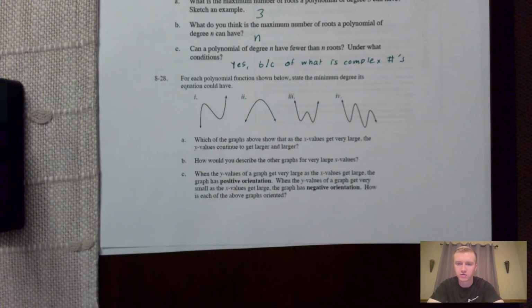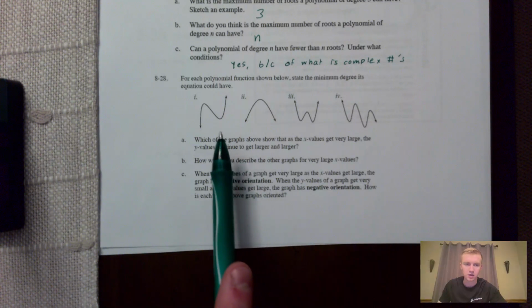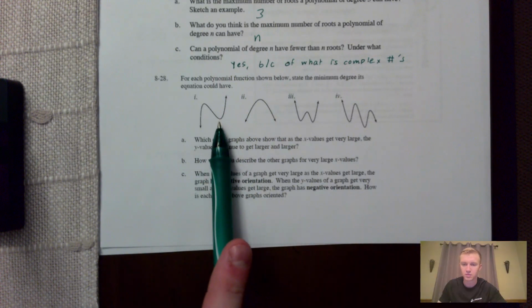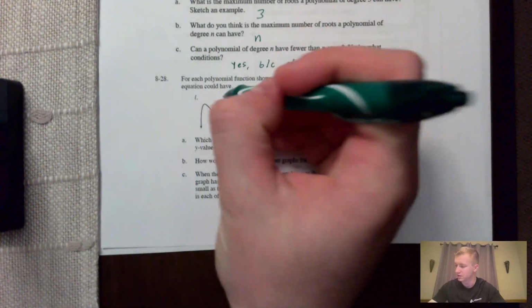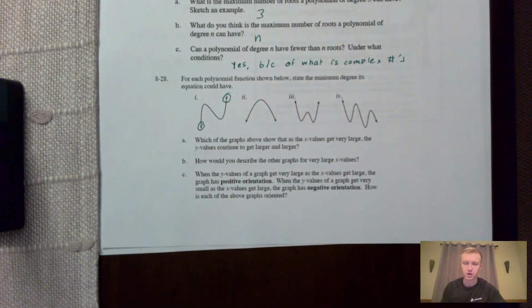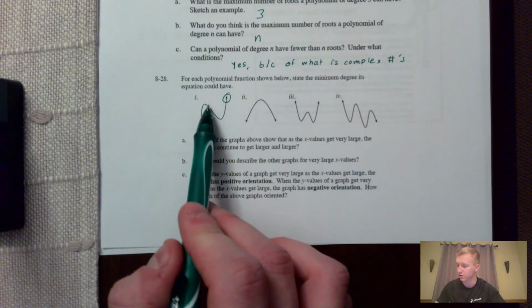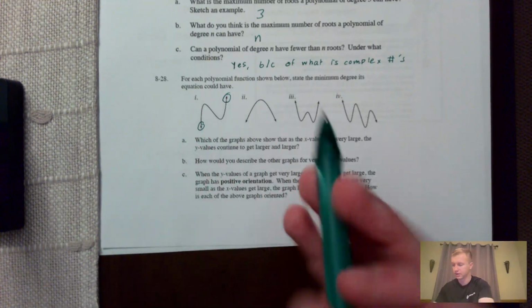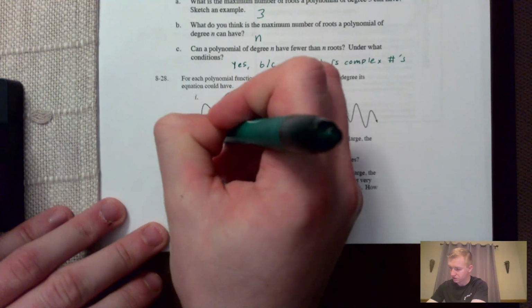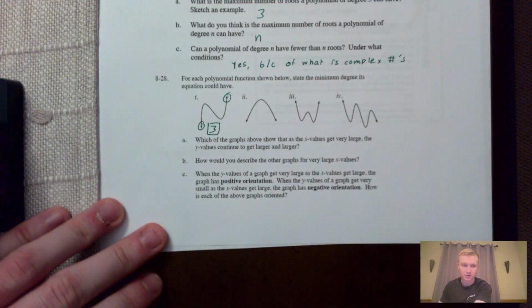It says, for each of the polynomial functions shown below, state the minimum degree of the equation that it can have. So in this case, we're just looking at the minimum. For number 828, we're going to figure out how many roots they can have. For number 1, what's the minimum number of roots it should have? Since it's an odd function, both ends are going to go to opposite sides. And since we change directions here, we come up, then down, and then through, the minimum number for that one is 3. So it's an odd function.